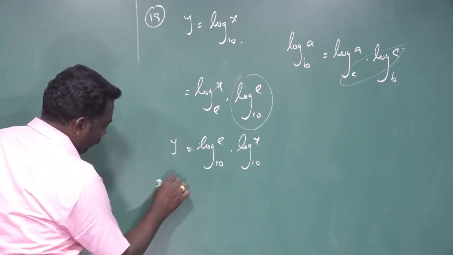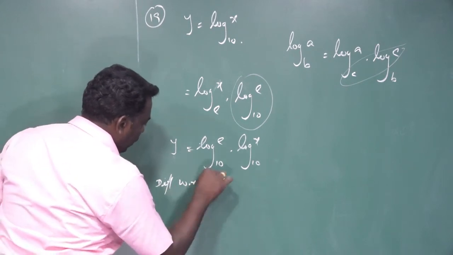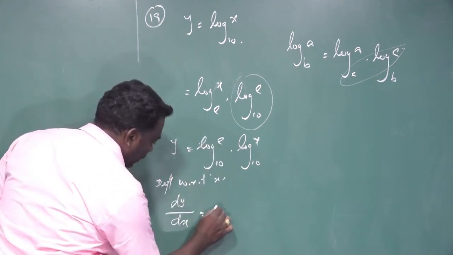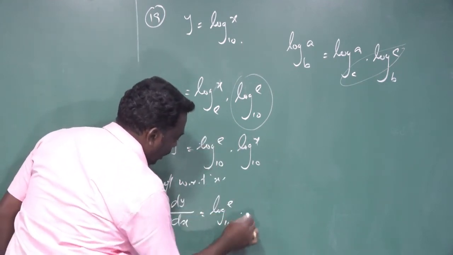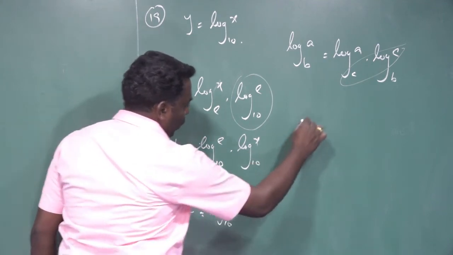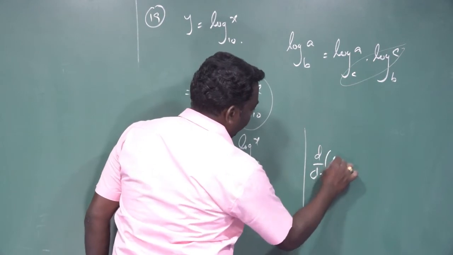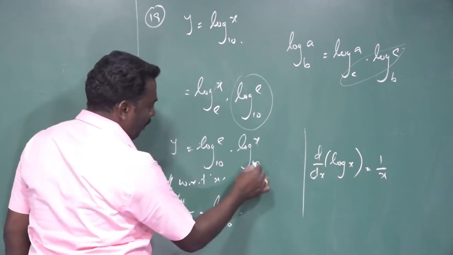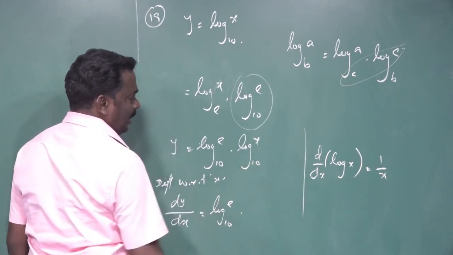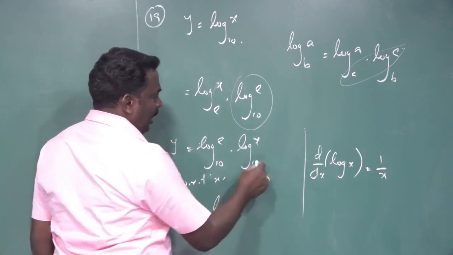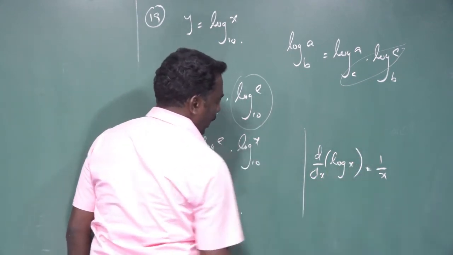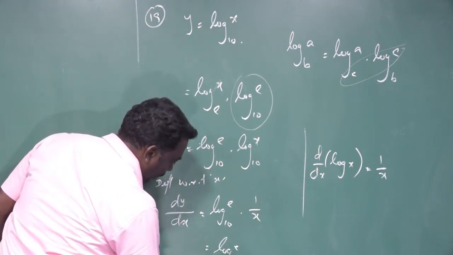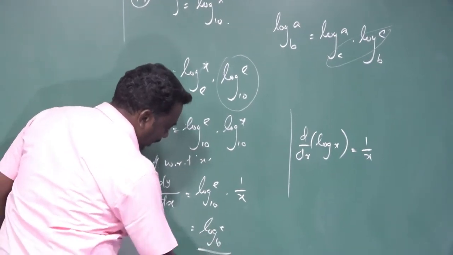Now differentiation with respect to x: dy by dx on the left-hand side is equal to the coefficient term on the right, log e base 10, into the differentiation of log x. We know d by dx of log x is equal to 1 by x. This is a general property: for any base we can take the logarithm, so the derivative of log x equals 1 by x. Therefore dy by dx equals log e base 10 by x. That is the final answer.